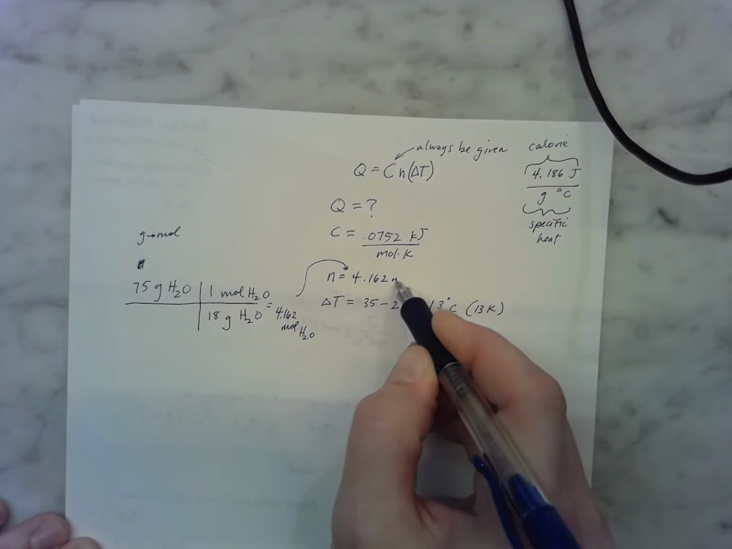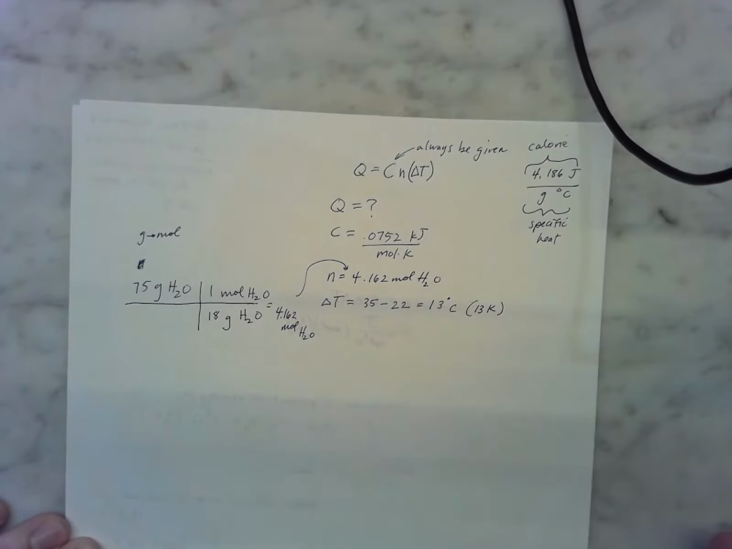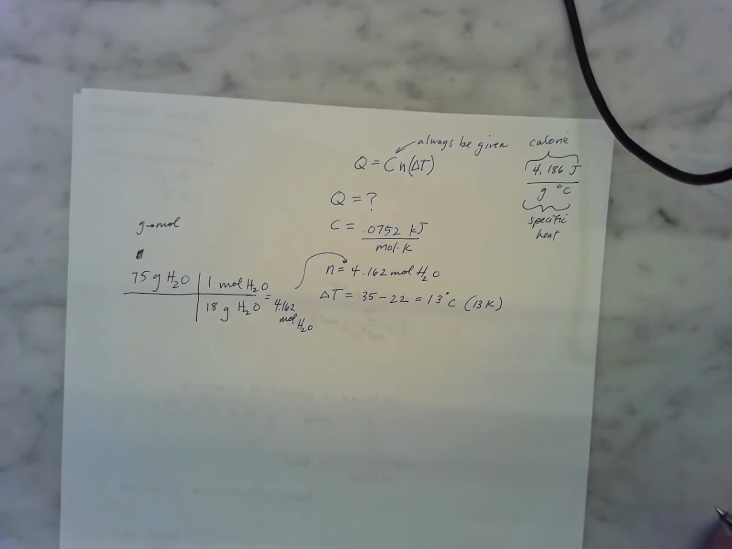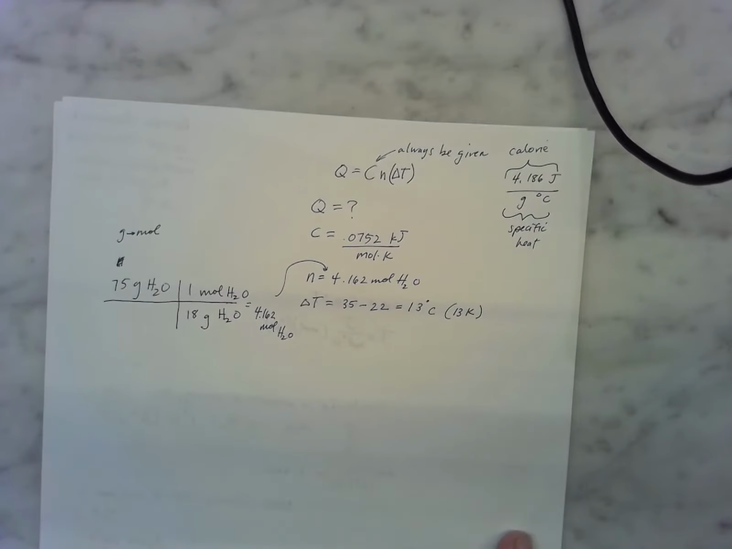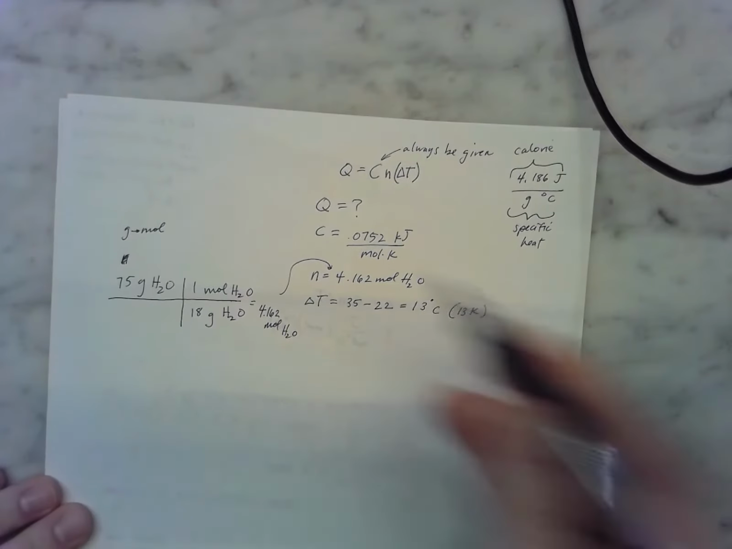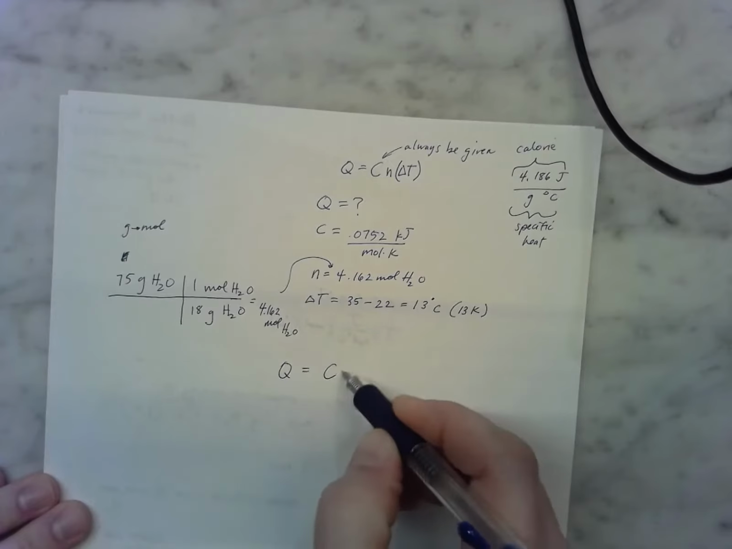4.162 moles of H2O. Okay, and I'm sorry if this is super slow for some of y'all, but trust me, some of your classmates, this is helping them. All right, so what do we have? Q is equal to C N delta T.